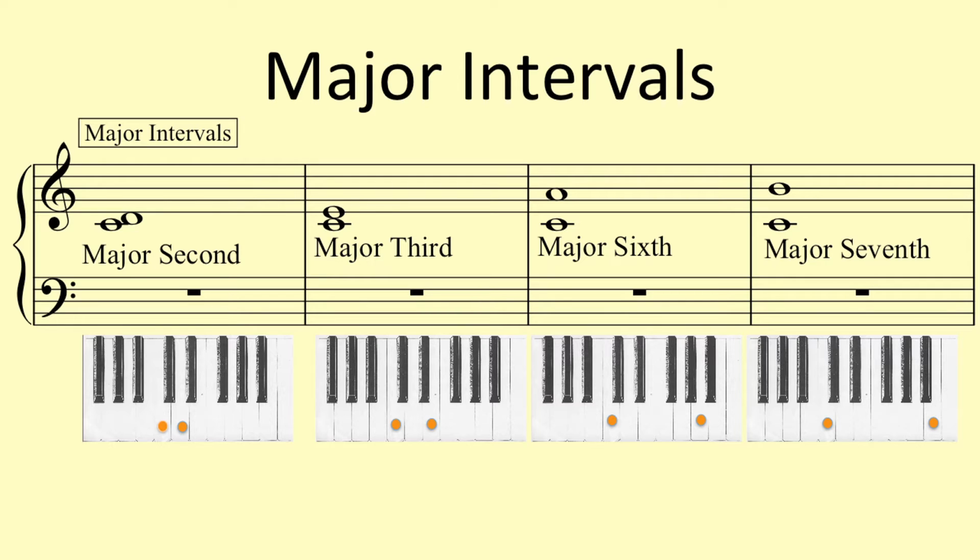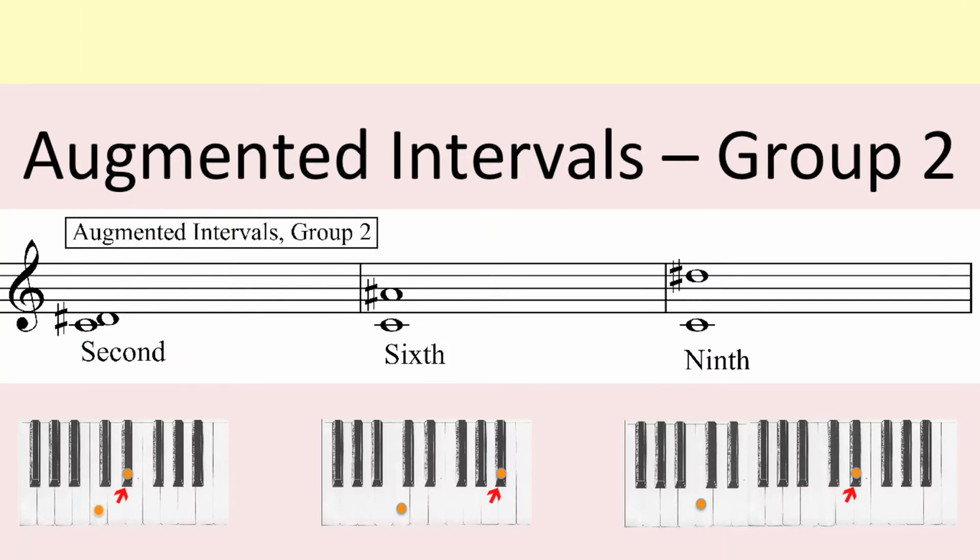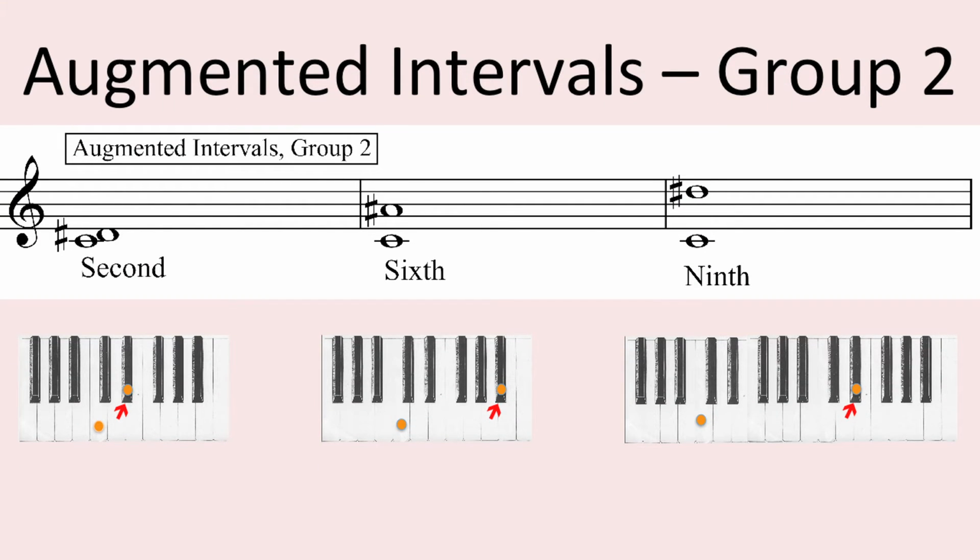Next, hit the pause button and practice playing through these major intervals on your piano keyboard. Raising the upper tone of the major intervals by a chromatic semitone creates a second set of augmented intervals. An augmented second, augmented sixth, and augmented ninth are shown.